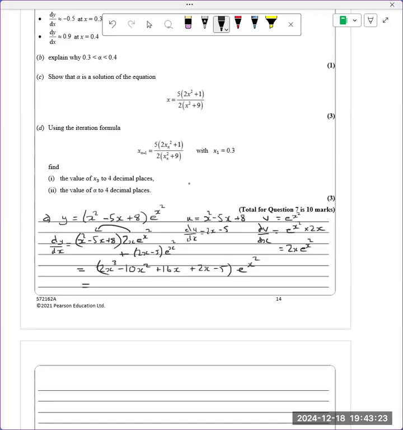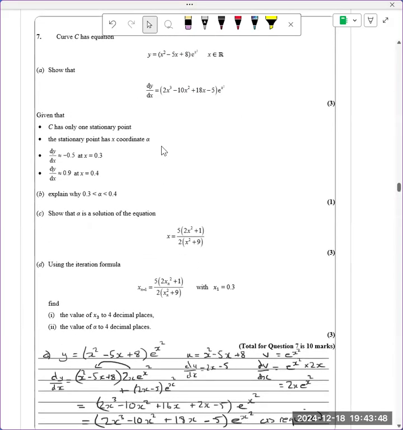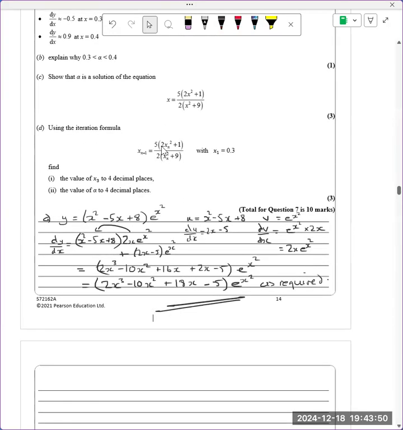And then simplifying that, 2x cubed minus 10x squared plus 18x minus 5, e to the x squared, as required. I think that is correct. Just double check: 2, minus 10, 18, minus 5. Yep, that's correct.